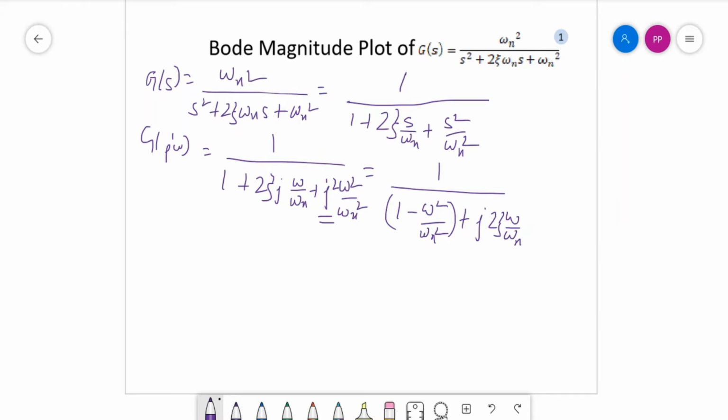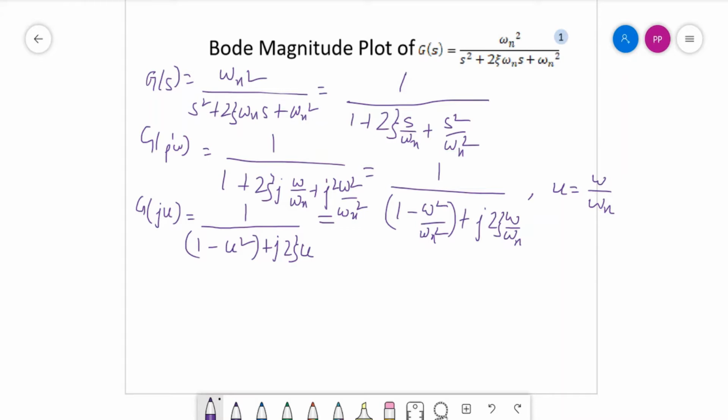Now what we do actually in practice, we replace omega by omega n by a convenient normalized frequency u, like this. So G as a function of ju can be written as equal to 1 divided by 1 minus u square plus j 2 eta u. So this makes our problem quite simpler.